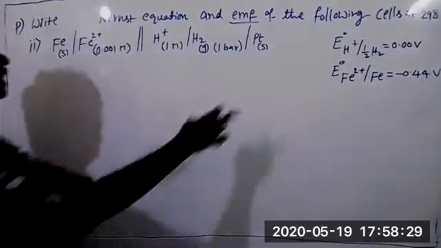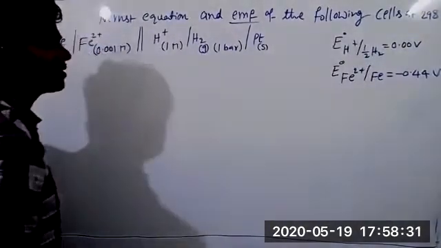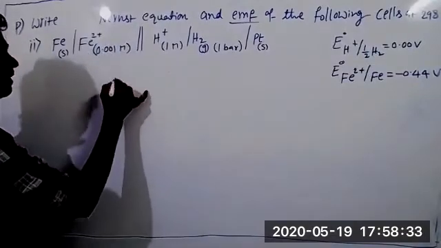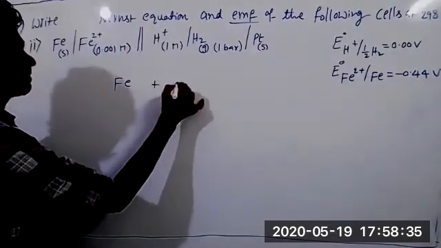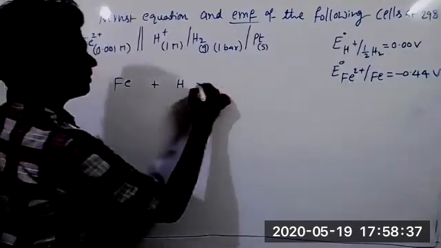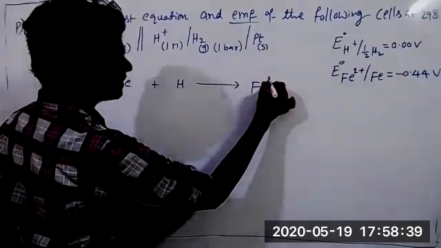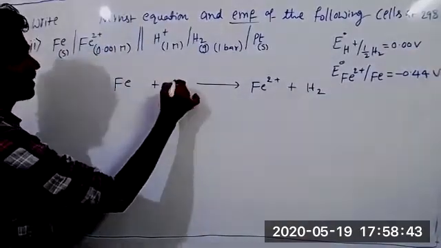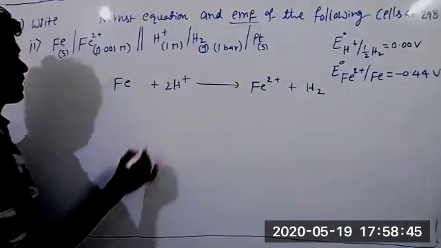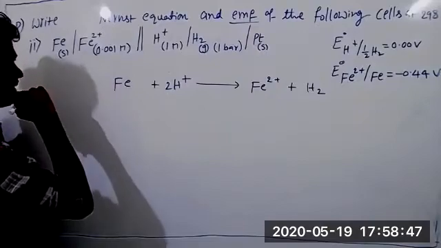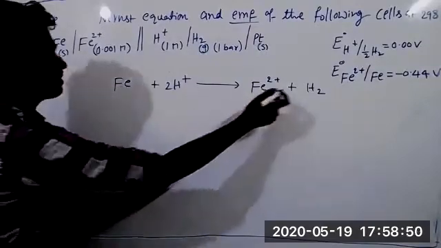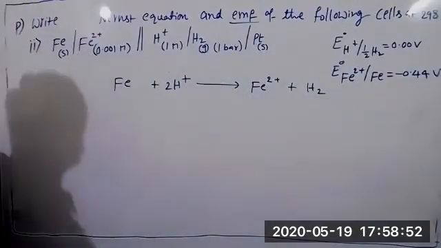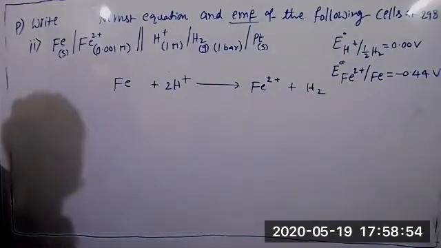So here, hydrogen is gaining electron, iron is losing electron. So the reaction is Fe plus hydrogen, becoming Fe2 plus, and hydrogen gas is formed. So here we have to take 2 H plus. Iron is Fe. Iron losing the 2 electron, so hydrogen gas is produced.